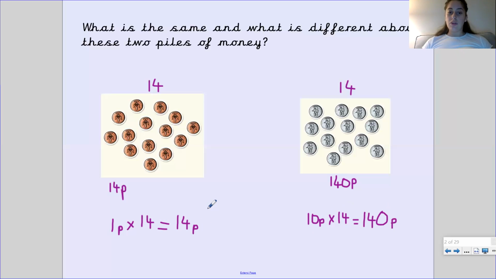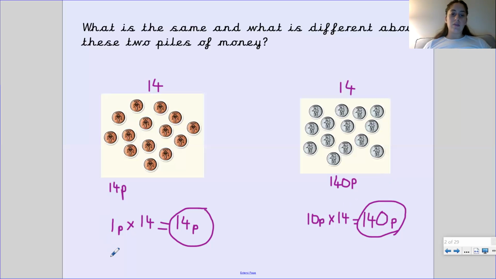Now pause the video. What do you notice between this answer, 1 times 14, and this answer, 10 times 14? If you look very carefully, here we have got 14, the two digits. Here we also have the same digits but with an extra 0. Why do we have that extra 0? Because we multiplied this number by 10, whereas here we've multiplied it by 1.